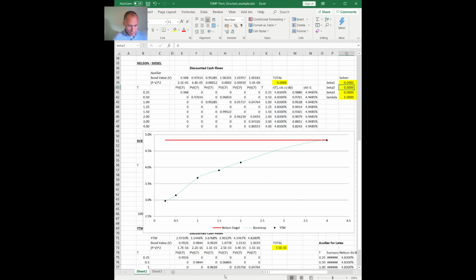Going back here to the Excel file. The shortest yield to maturity that I have here is this one here, 297%. What I said was the sum of these two betas should be equal to or close to 297%, which means that beta 2 should be equal to those 297% minus beta 1. So that's again my initial guess for beta 2.